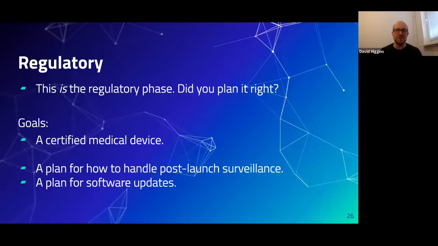The goal here is that you will have a certified medical device at the end of this phase. That's the purpose. And under the regulatory framework, in preparing for your market entry, you also need to have a plan for how to handle post-launch surveillance. I'm going to talk about what that is in the actual post-market phase, but you need to have this plan in place for how you're going to track things that go wrong in your program when it's in the wild.